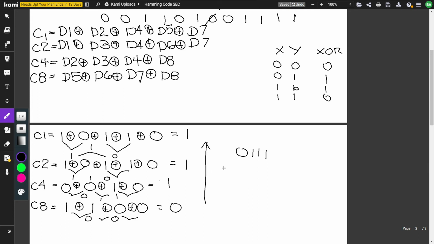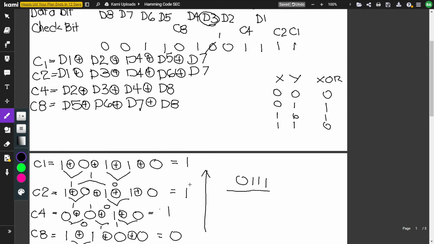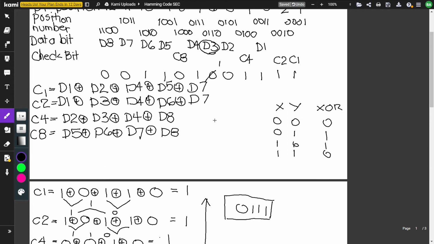Okay? So you have to remember this. This is the check bit for the original values without error. So how are we going to prove that the error happens in D3? Since we have already changed D3 from 0 to 1, we have to get the check bit of the word with the error.